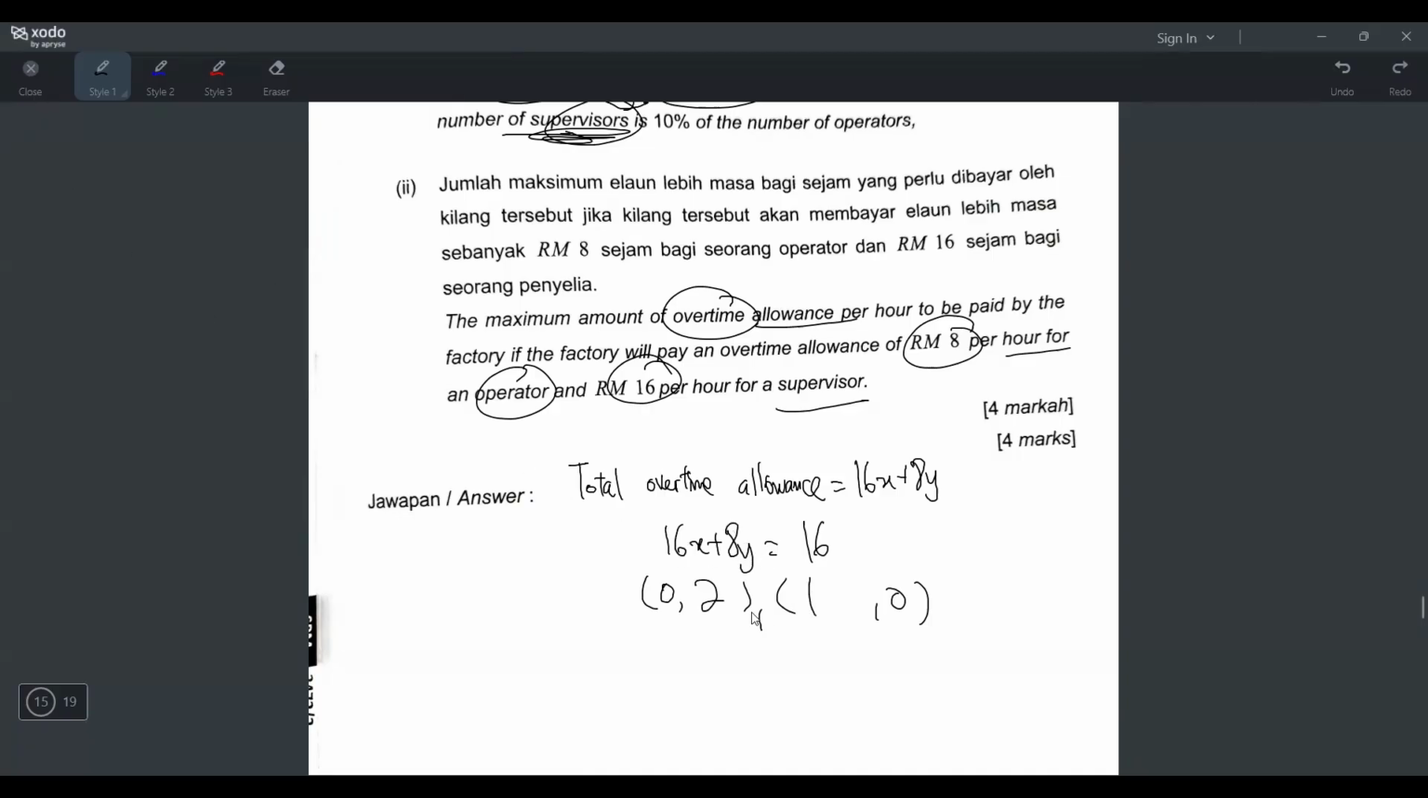But later it's very hard to plot this 0, 2, 1, 0. Yeah, it's very hard because the scale is very big. So how can we fix this? We can put a 0 here. When you put 0, this becomes 20, this becomes 10. Okay? Yeah, you can do that.